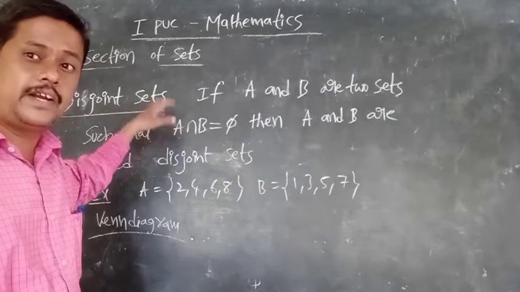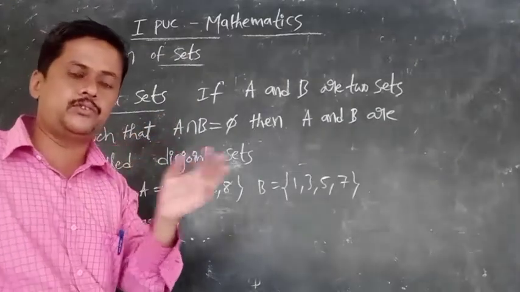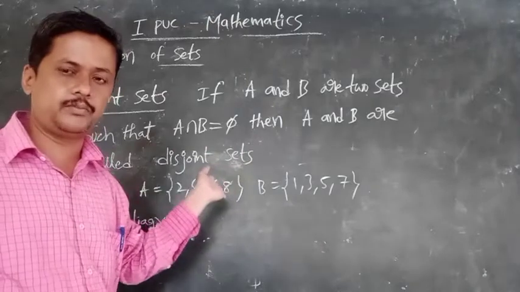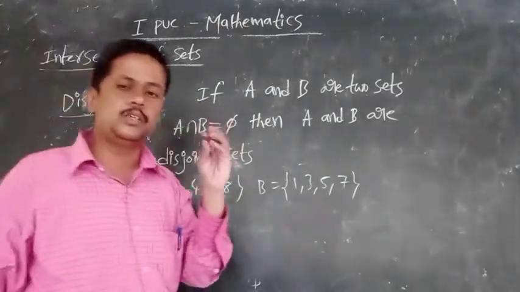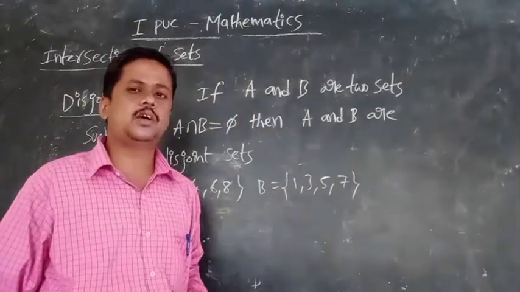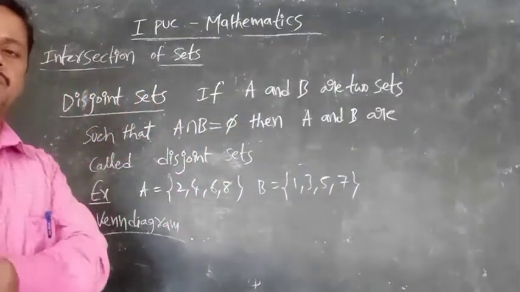Very important, disjoint sets. The word itself tells you: disjoint. Joint means to join, so disjoint means the two are not joined. That is simple logic. So you have to learn it like this. The concepts will be very easy.